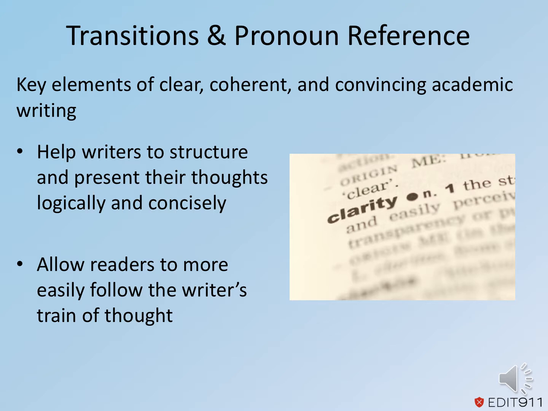Let's look more closely at why these are key elements of clear, coherent, and convincing academic writing. First of all, they help writers to structure and present their thoughts logically and concisely, which in turn allows readers to more easily follow the writer's train of thought.